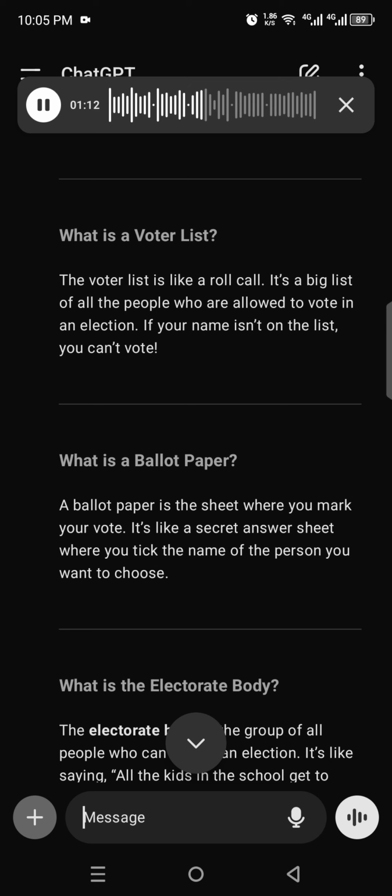What is a ballot paper? A ballot paper is the sheet where you mark your vote. It's like a secret answer sheet where you tick the name of the person you want to choose.